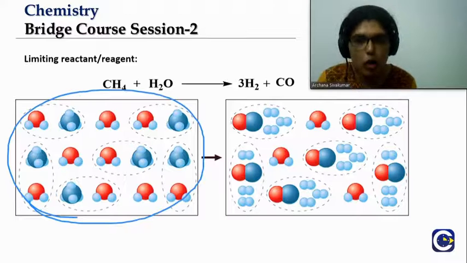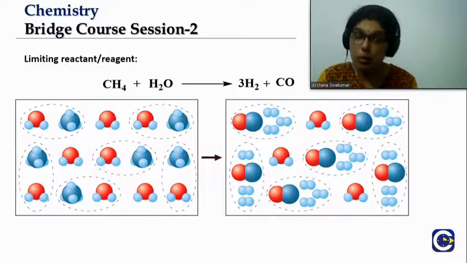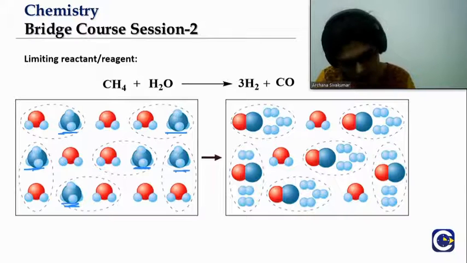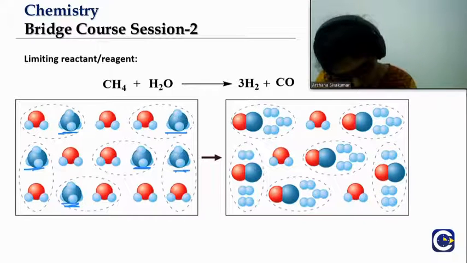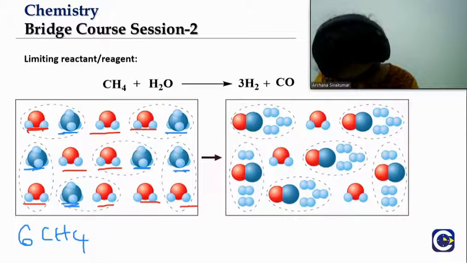Let's see how many molecules are taken. How many methane molecules are taken? How many water molecules? Methane: 1, 2, 3, 4, 5, 6, so 6 methane molecules are there. What about water? 1, 2, 3, 4, 5, 6, 7, 8 and 9. So I have 9 water molecules.